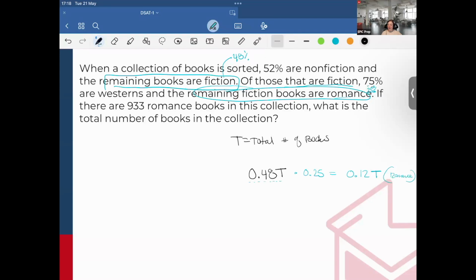And then I can simply take this: if there are 933 romance books, so 0.12T is equal to 933. What is the total number of books in this collection? Divide each side by 0.12. That will give me 7,775 is equal to total books. Isn't that amazing?